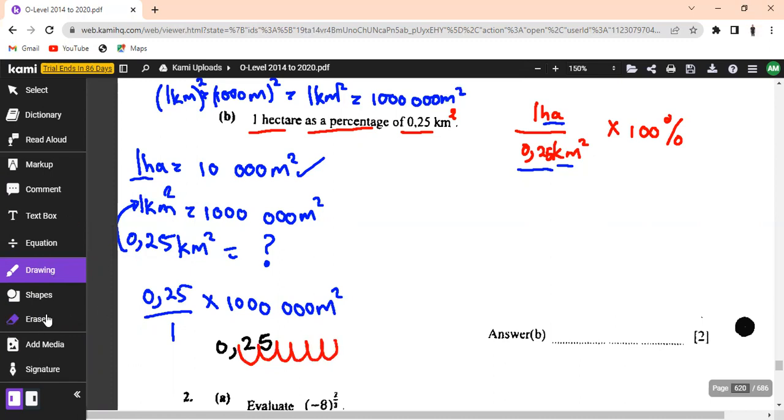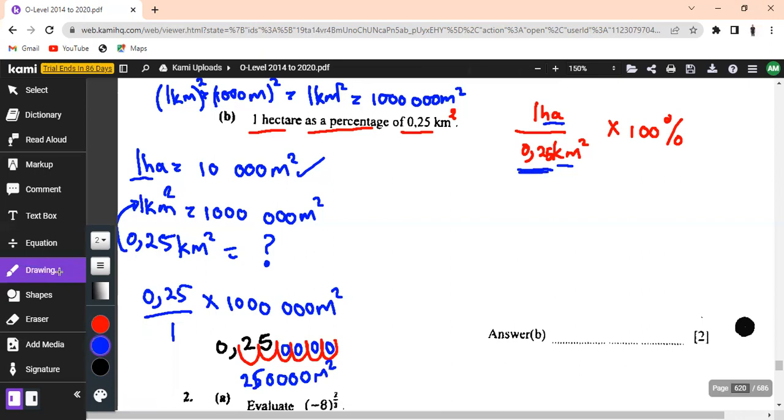So in each and every groove that we have, we are going to put a 0 here. In each and every groove, that means here there's a 0 here, a 0 here, a 0 here, and a 0 here. So our answer is going to be 2, 5. How many zeros? We've got 4 zeros. So it's 1, 2, 3, 4. So this is going to be 250,000. Okay, so that is what we're going to have in square meters for this 0.25.